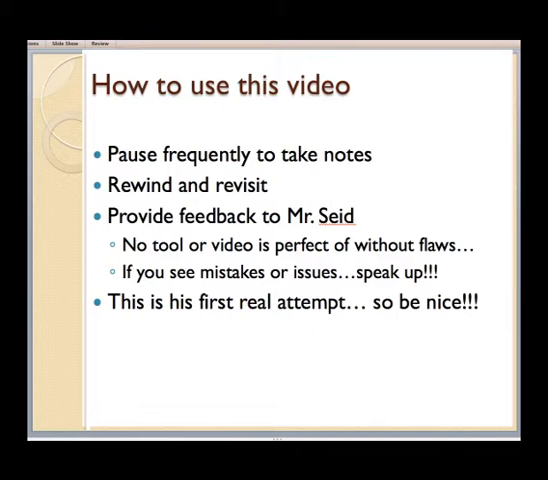All right, there's no perfect way of doing things. There certainly can be mistakes that are made in the classroom, and if you see them, speak up and let somebody know. This is also one of the first attempts at this, so be constructive with your criticism.